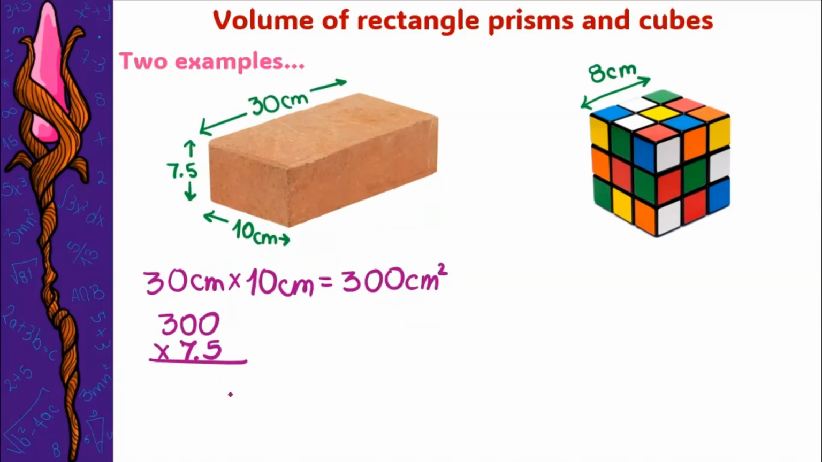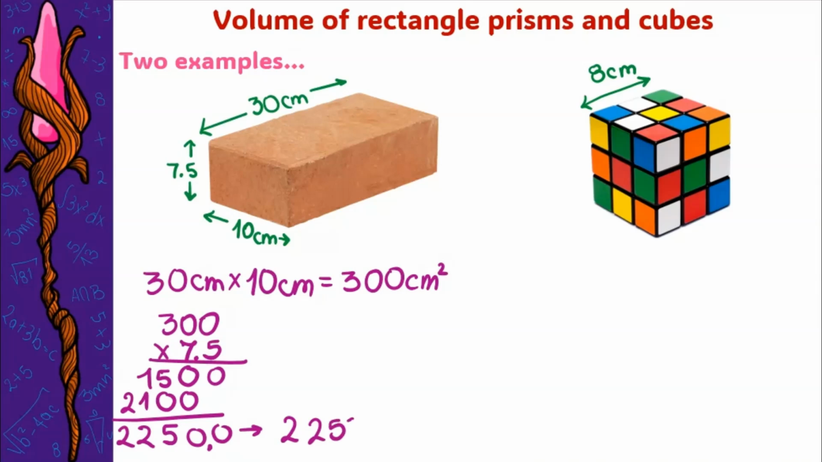7.5. Let's see: 5 times 0, 0; 5 times 0, 0; 3 times 5 is 15; 7 times 0, 7 times 0, and 3 times 7 is 21. Add them together: 5, 2, and 2. And remember, we count how many decimals. We have just one decimal, so it goes one decimal place here. So the volume is 2,250 cubic centimeters.